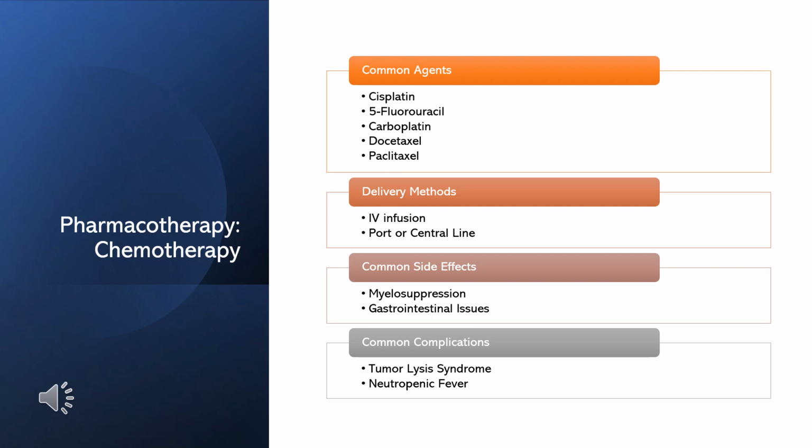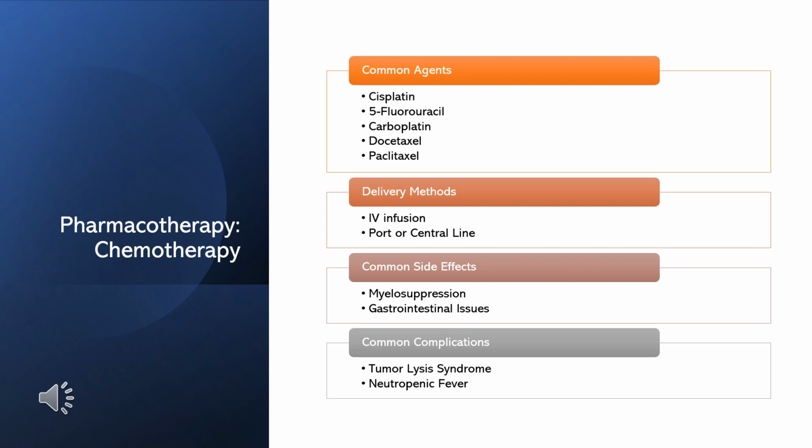There are also agent-specific side effects, such as cisplatin being ototoxic. So you're going to have to run auditory tests to see what the effect is on the hearing for your patient. And then the 5-FU is mucositis, so we're going to require mouth care protocols. Your role is to conduct baseline and ongoing assessments and to educate and provide any needed interventions.